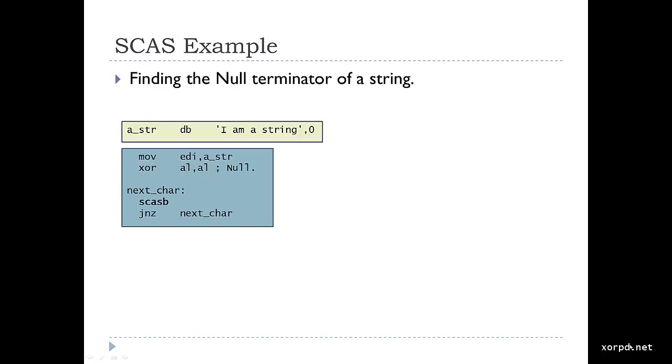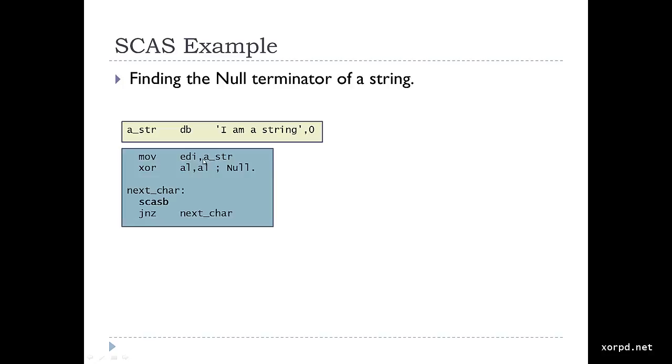Let's look at an example of using the SCAS instruction. We want to find the null terminator of a string. Let's begin with the declaration of the string. It is called Astr, and it is a C-style string, which means that it just contains some ASCII bytes, and finally a zero terminator. We can find the size of the string by looking for the zero terminator. And this is what we want to do here.